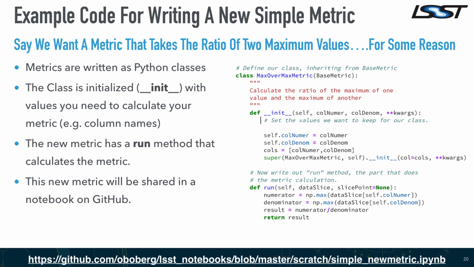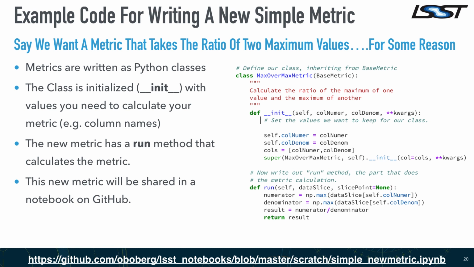So in this case, I'm just going to take the maximum of the column that's the numerator, the maximum of the column of the denominator, and divide them, and then you get a result. And hopefully, based on what we saw with the previous example of walking through, this is starting to make sense, and you could figure out where this data slice is going to come from.